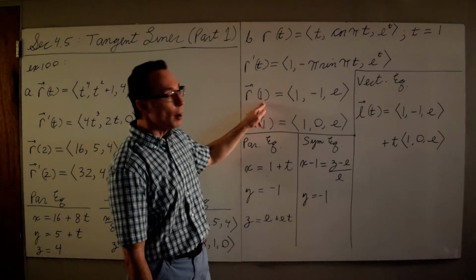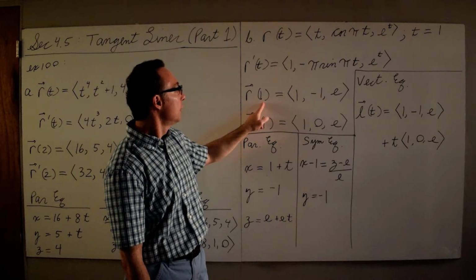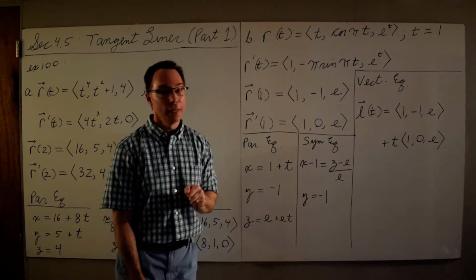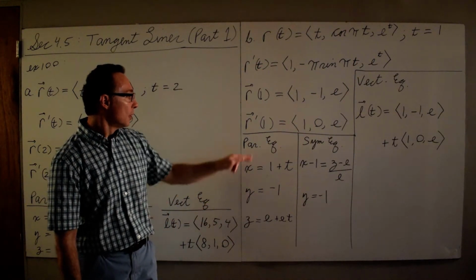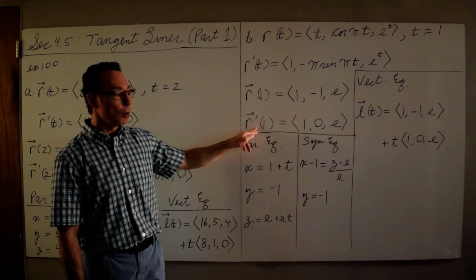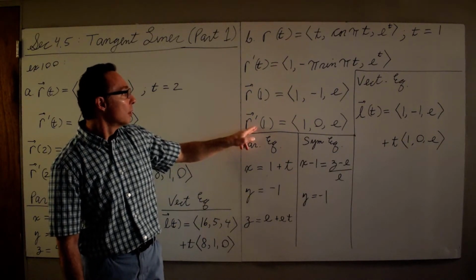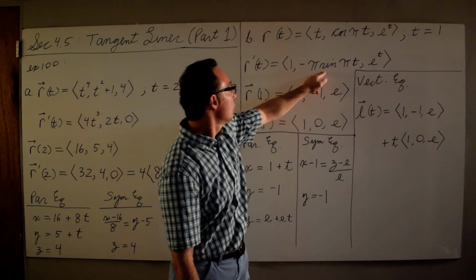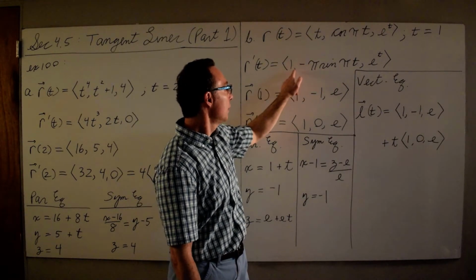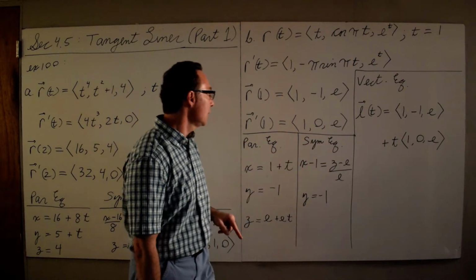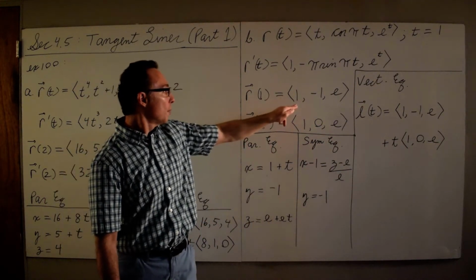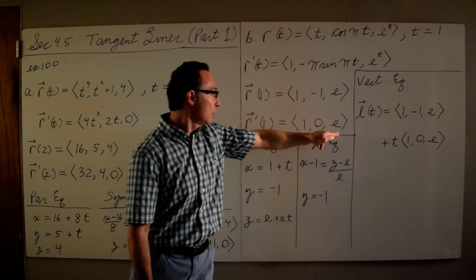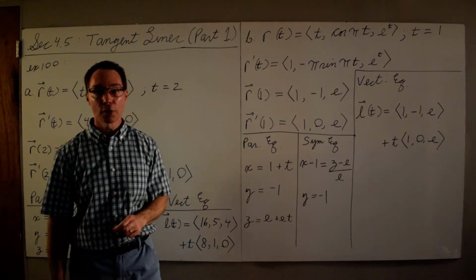What is r of 1? Because we need a point. R of 1 is the point 1, cosine of pi, which is negative 1, and e to the 1, which is e. What is r prime of 1? This is the vector we're going to use for our direction vector. R prime of 1 is going to be 1, negative pi sine of pi, which is 0, so we have 1, 0, e to the 1, which is e. The components of this first vector give us the point in 3 space, and this vector here is the direction vector of our line.